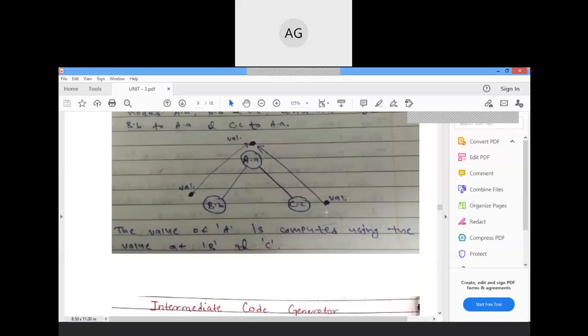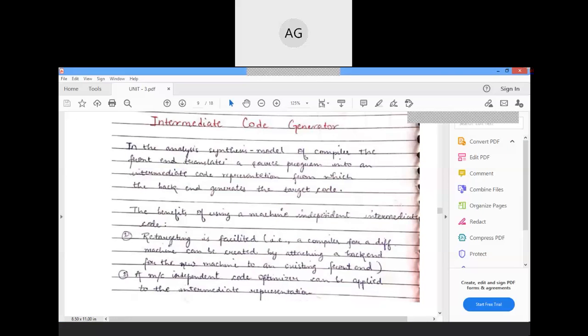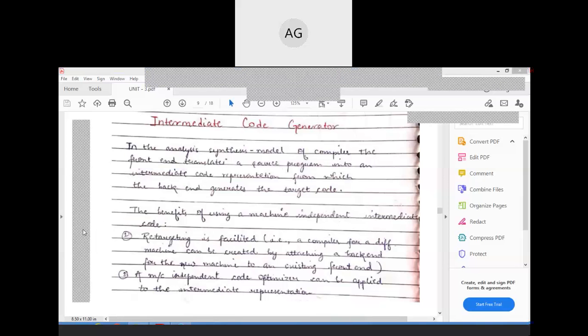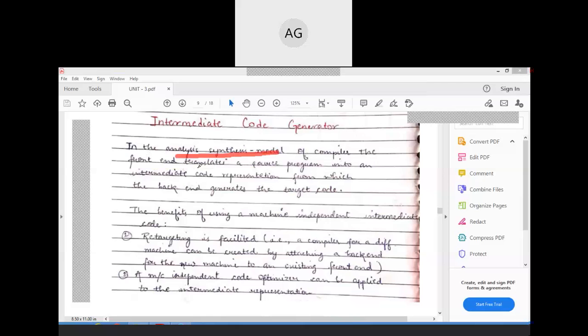So moving to the next topic. Now, the next topic is intermediate code generator or intermediate code generation. As we already discussed, this is the fourth phase of our compiler design. In the analysis synthesis model of a compiler, the front end translates a source program into an intermediate code representation from which the backend generates the target code.